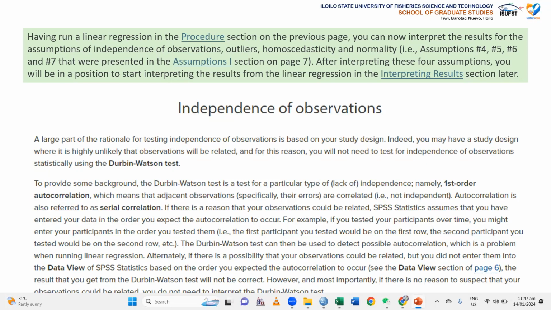So a large part of the rationale for testing independence of observations is based on your study design. Indeed, you may have a study design where it is highly unlikely that observations will be related. And for this reason, you will not need to test for independence of observations statistically using the Durbin-Watson test. That's why we will not do that anymore.